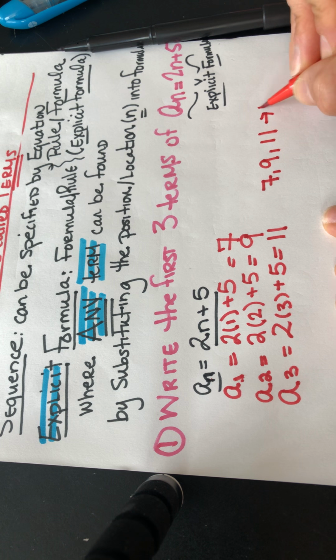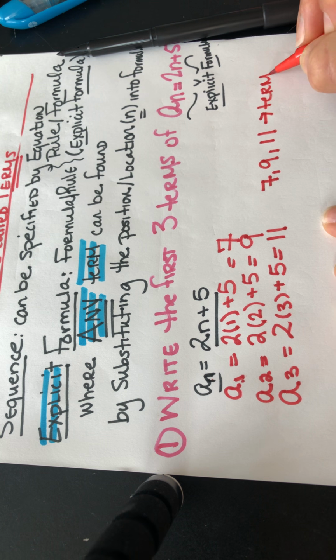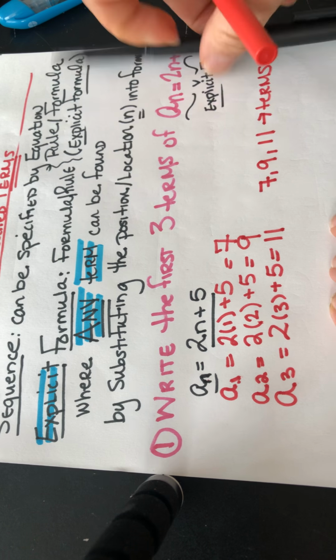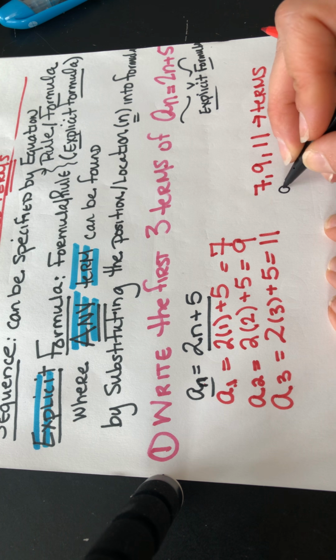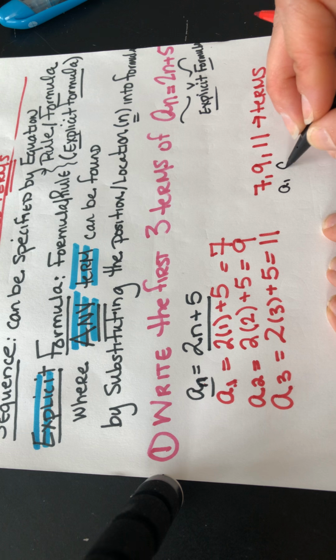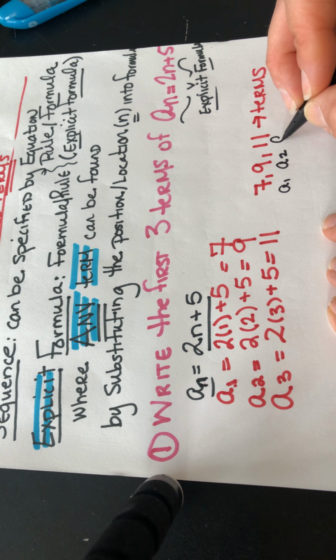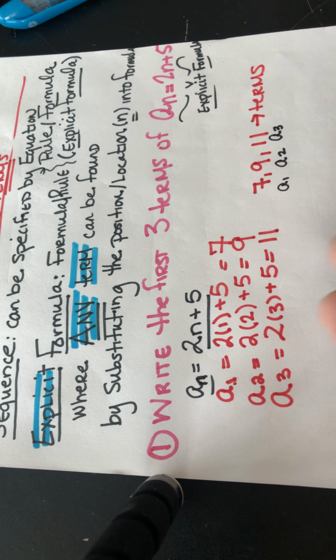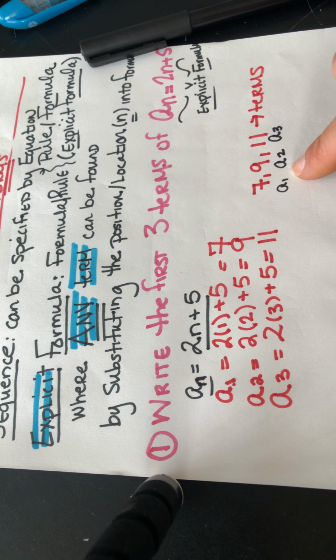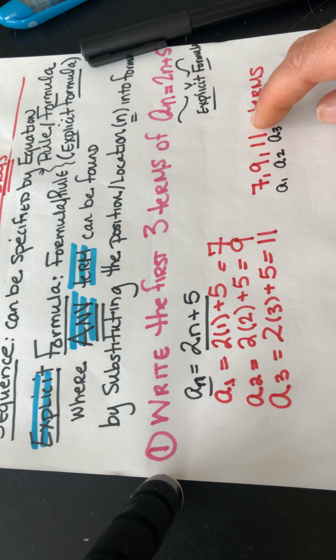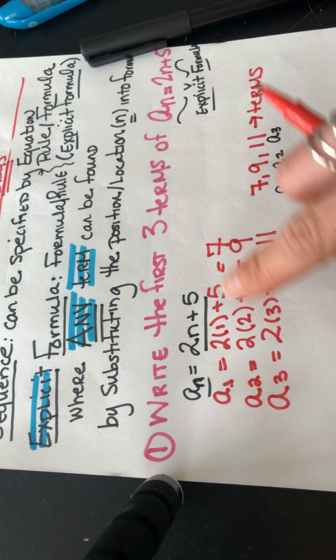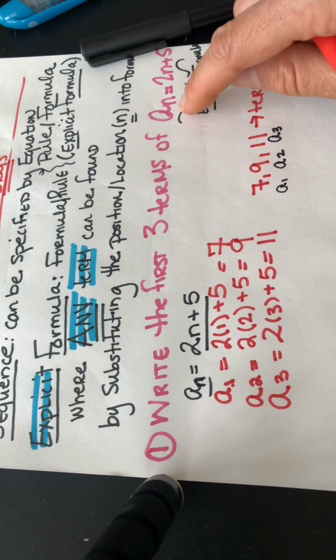Again, these are called your terms. Hopefully this kind of makes some sense. This is your a sub 1, so your first term. A sub 2, your second term. And we could say a sub 3, which again, first position, second position, third position. These are our terms. Again, this is read as a sub n. And then here is your formula. And you're just substituting the values in.